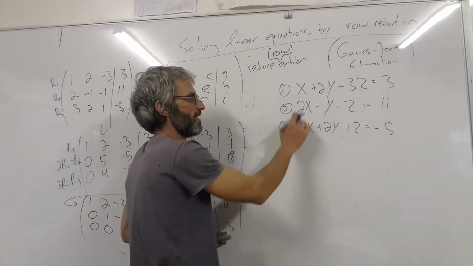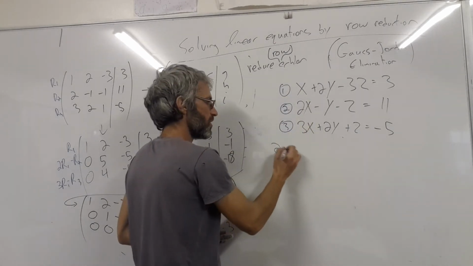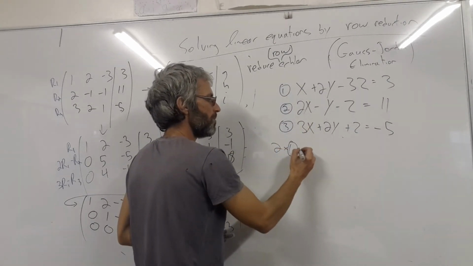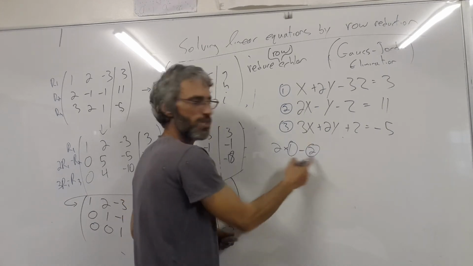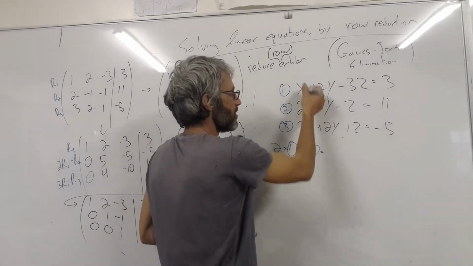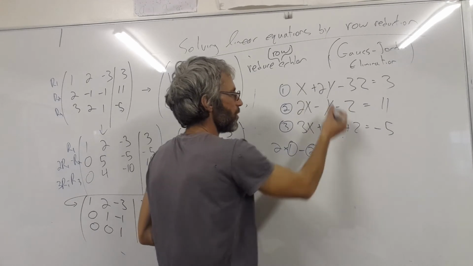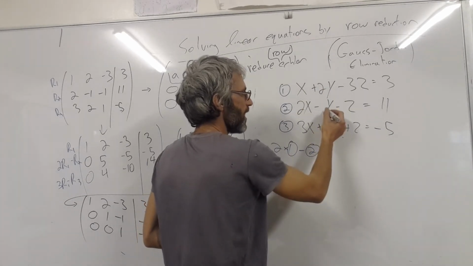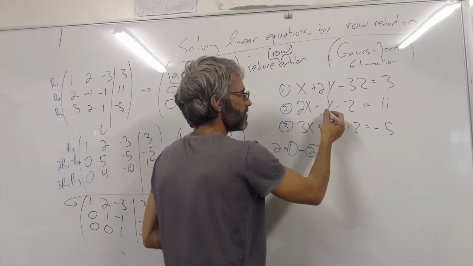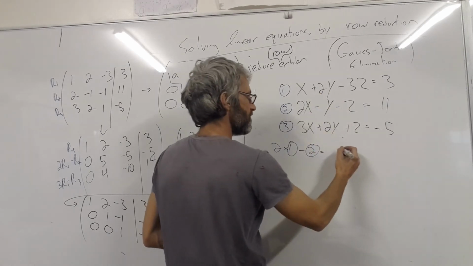How do I get rid of the x? Just 2 times equation 1 minus equation 2. You see what I'm saying here? So that's going to be, well, 2x minus 2x will be 0. So it will be 4x minus 5, minus 4y minus 1 is 5y.